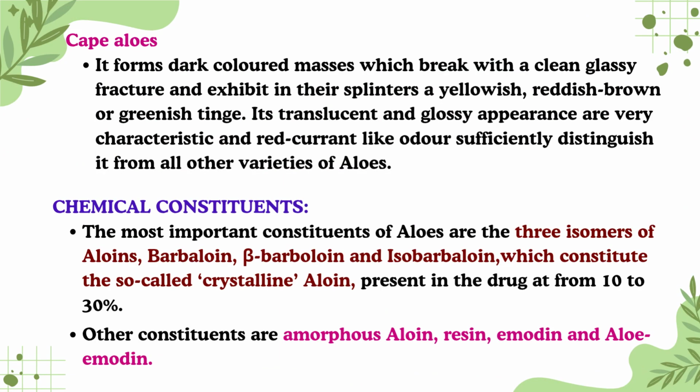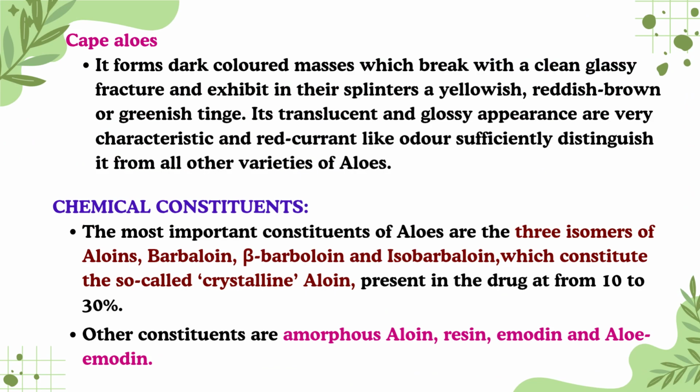Cape aloes. It forms dark-colored masses which break with a clean glassy fracture and exhibit in their splinters a yellowish, reddish-brown or greenish tinge. Its translucent and glossy appearance are very characteristic, and red currant-like odor sufficiently distinguish it from all other varieties of aloes.